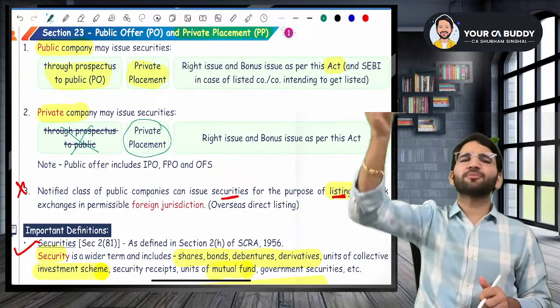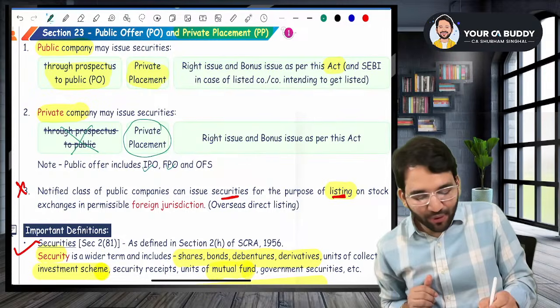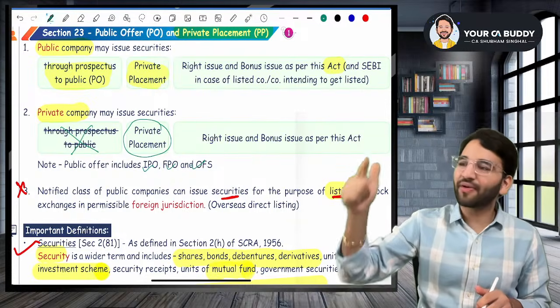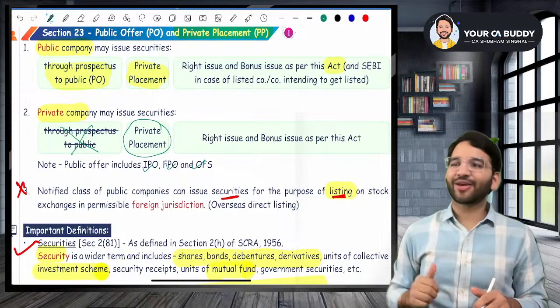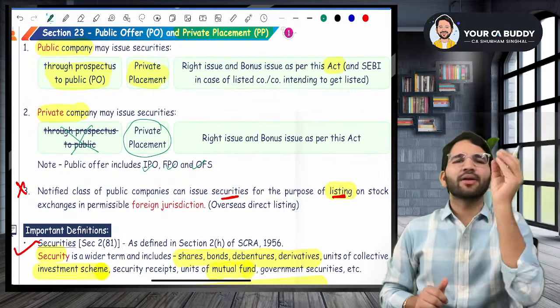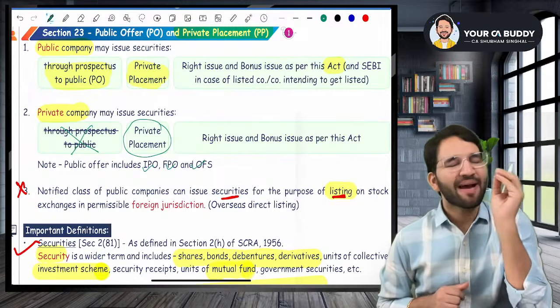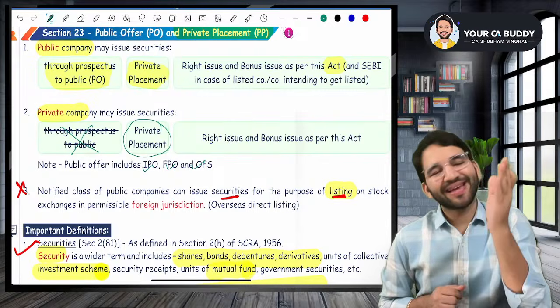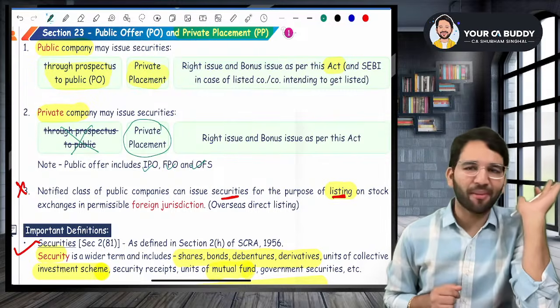Now the question is, what is public offer? Public offer means IPO, FPO, OFS. Everything will be considered as public offer: initial public offer, further public offer, and offer for sale of securities. The only point that you have to understand here is public company can make public offer also, private placement also. But private companies can only make private placement. They cannot make public offer.